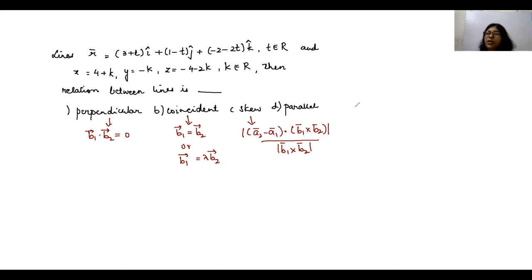And about skew lines, we'll find this. This is the shortest distance between two skew lines. If this comes to be non-zero, then they are skew lines. Okay, so let's begin with the question now.